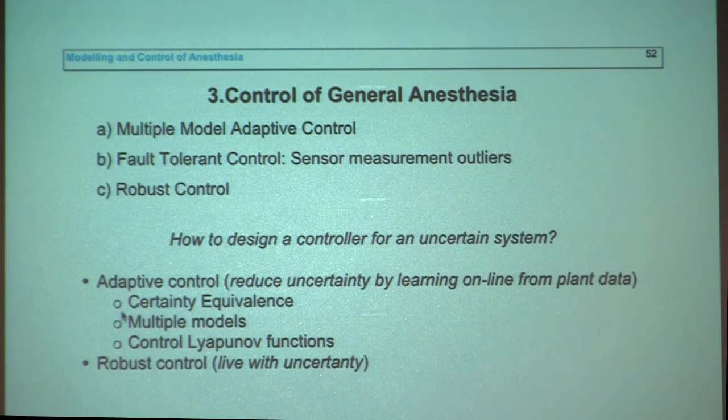I selected 3 topics. One is about multiple model adaptive control. The other is related to the situation in which you have measurement outliers. And the third one is how can we use robust control to get some simple controllers for anesthesia.